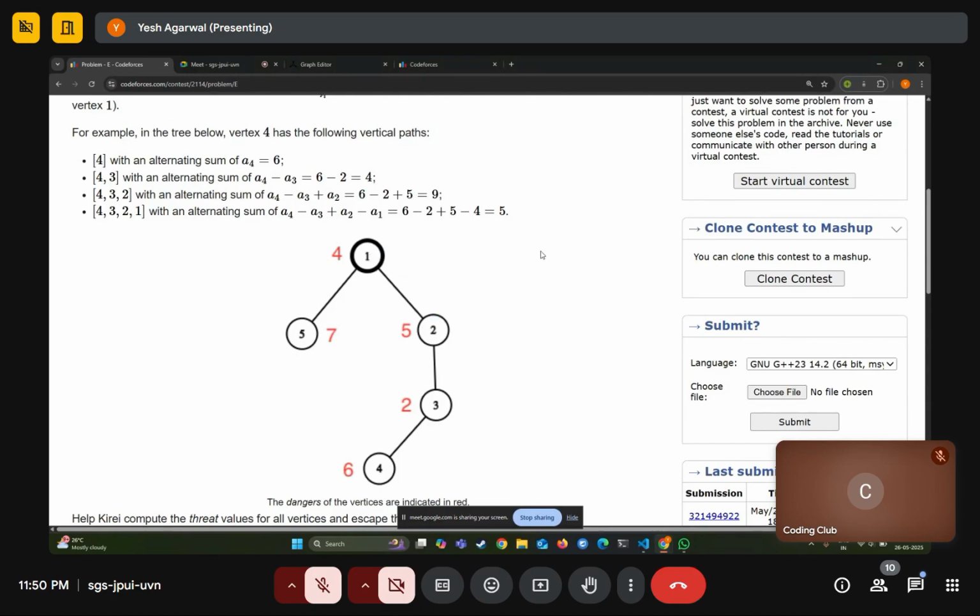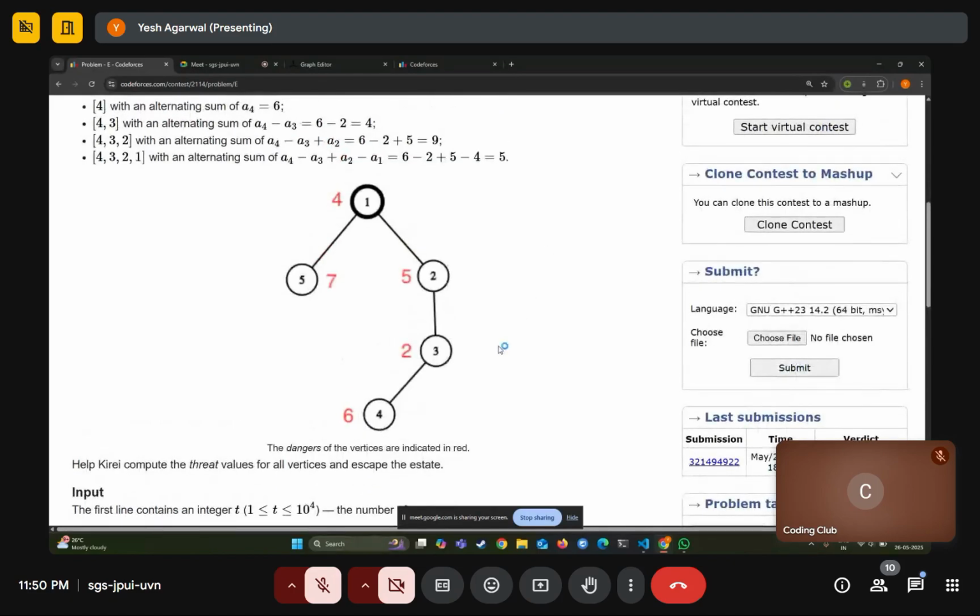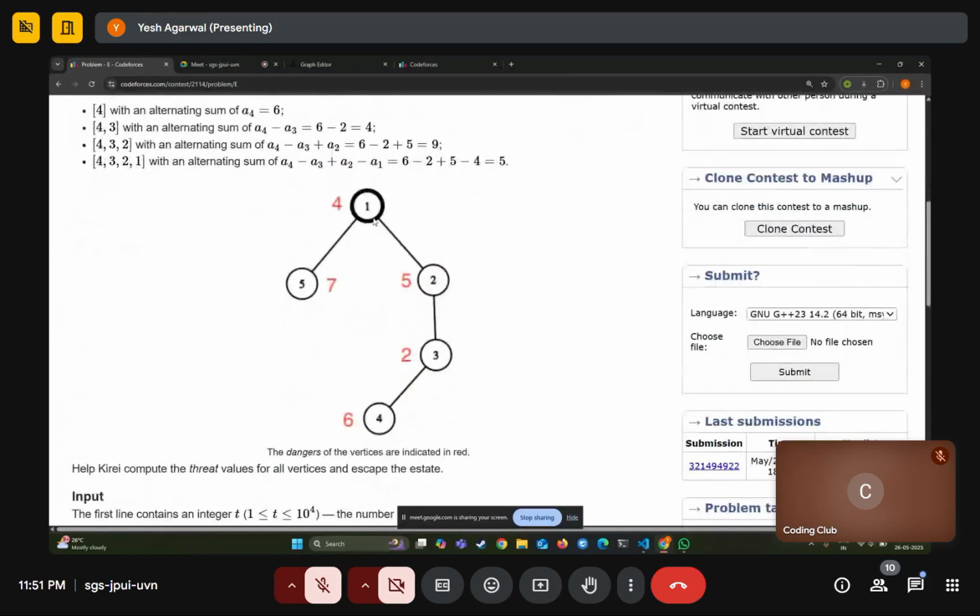Now what you are asked is, for each vertex or node, you have to find the maximum value that you can have. For example, let's see how many values this vertex can have. That is 6 minus 2 plus 5, that is 9, minus 4, which is 5, and then there is 6 minus 2 plus 5, that is 9, then 6 minus 2, 4, then 6. So among these, the maximum value is 9. So we'll take the path from 4 to 2. Similarly, you have to find it for all of them.